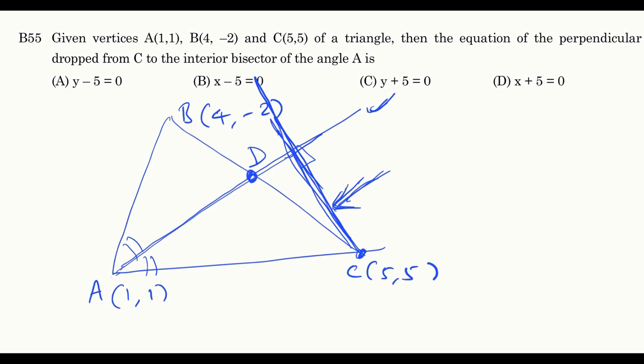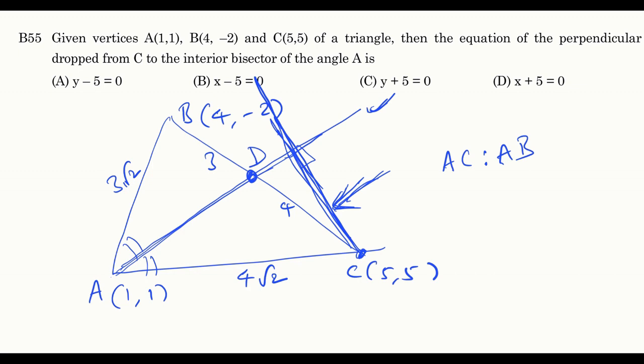Now we know that the angle bisector AD divides BC in the ratio AC is to AB. So find the length AC and find the length AB. If you apply the distance formula here, it will be root 32, that will be 4 root 2. And similarly here if you apply the distance formula, you are getting 3 root 2. Therefore, the ratio of the distances is nothing but 4:3. So we will find the coordinates of D such that D is dividing CB in the ratio 4:3.